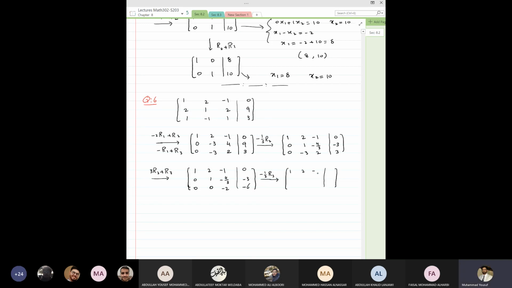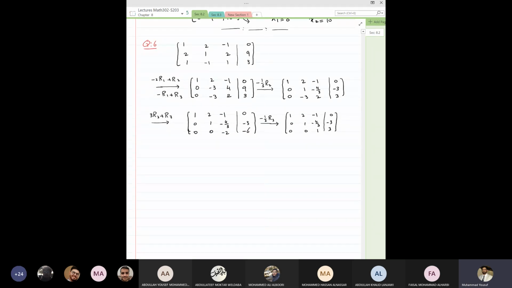1, 2, negative 1, 0. 0, 1, negative 4 over 3, negative 3. 0, 0, 1, and 3. Now this is echelon form, row echelon form. If you like, you can stop here. If question is not asking you to go up to reduced echelon form, you can stop here. So from here, what value of x you get directly? x3 equal to 3.